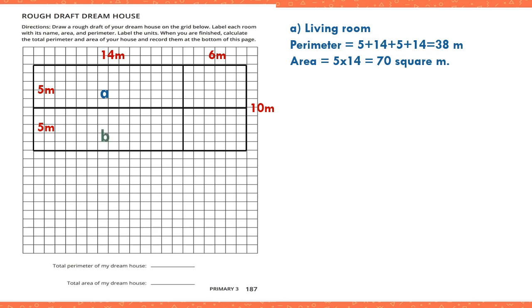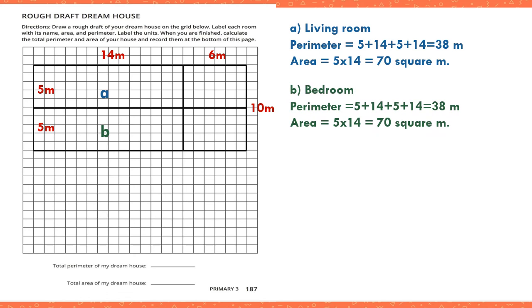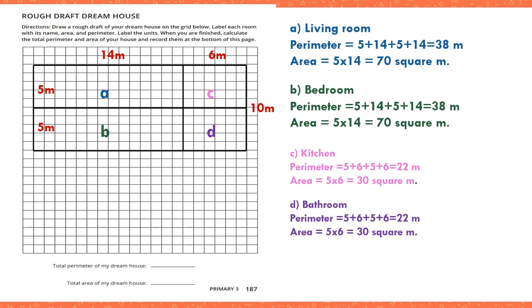The second room will be the bedroom. And its perimeter and area will be the same as the living room. The third room will be the kitchen. Its perimeter will be 5 plus 6 plus 5 plus 6 equals 22 meters. And area will be 5 times 6 equals 30 square meters. The last room will be the bathroom and its perimeter and area will be equal to the kitchen.